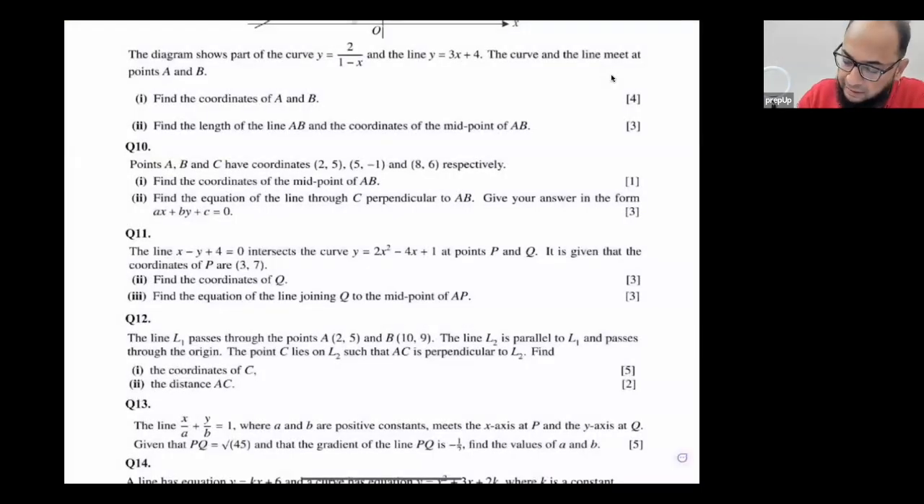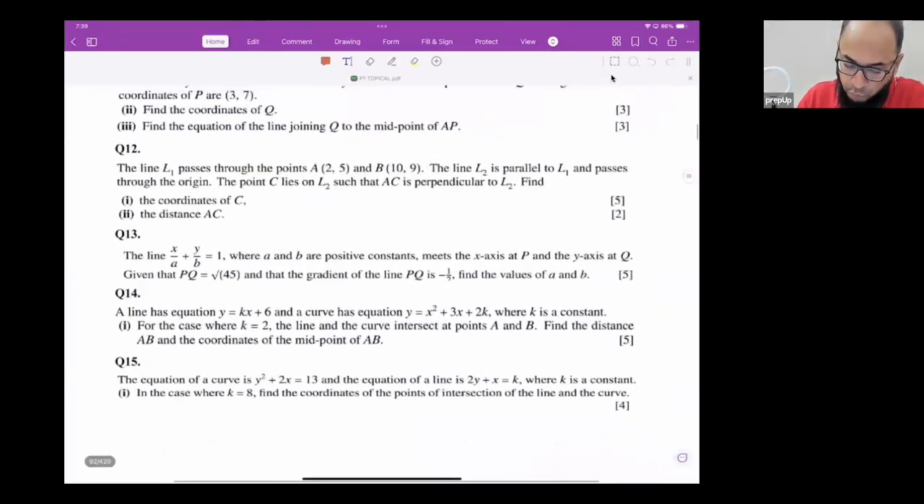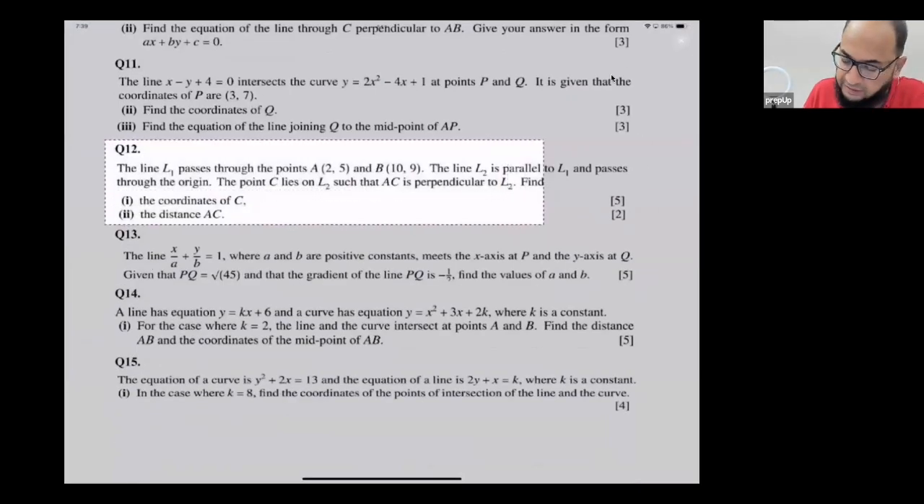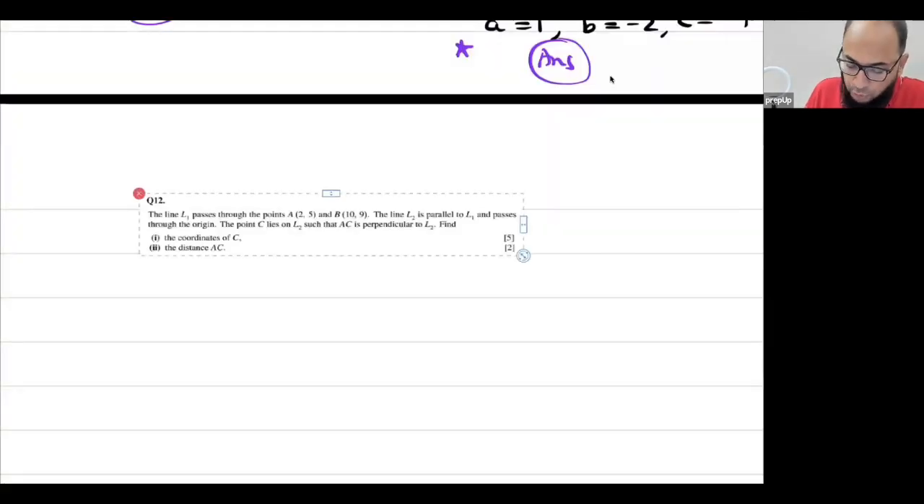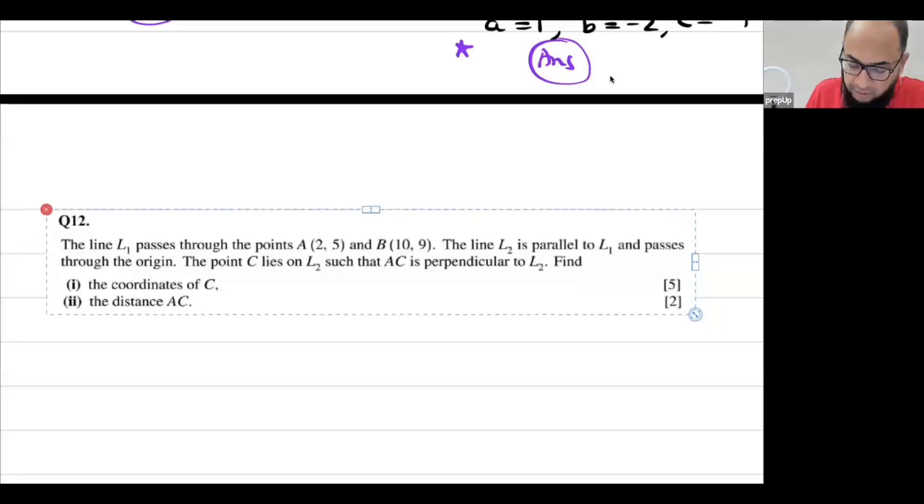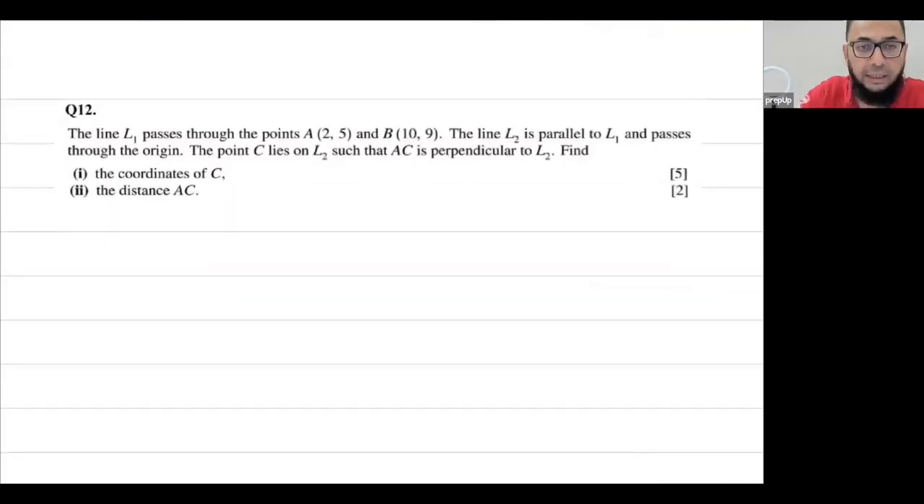Let me select a question. I want you people to try it out. So let me just paste this thing, and that's a good question to start with. Let me just write it over here. You can have a good look at it.